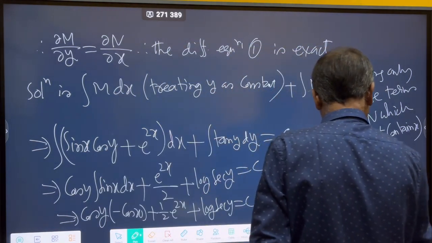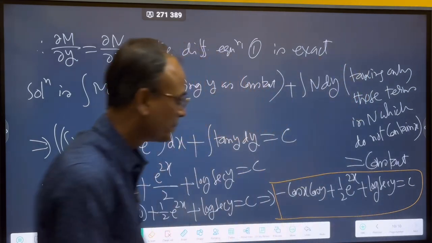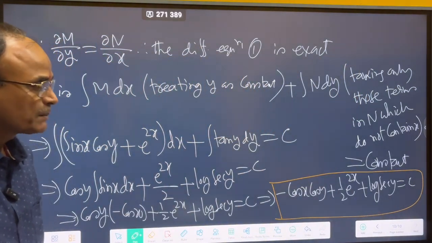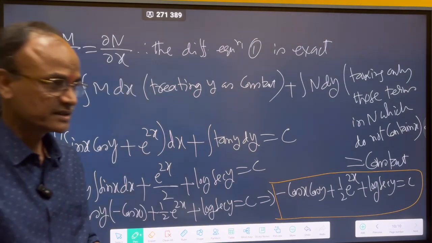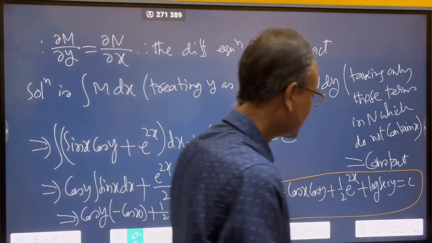This is the answer. Minus cos x cos y plus half of e to the power 2x plus log of sec y equal to constant.